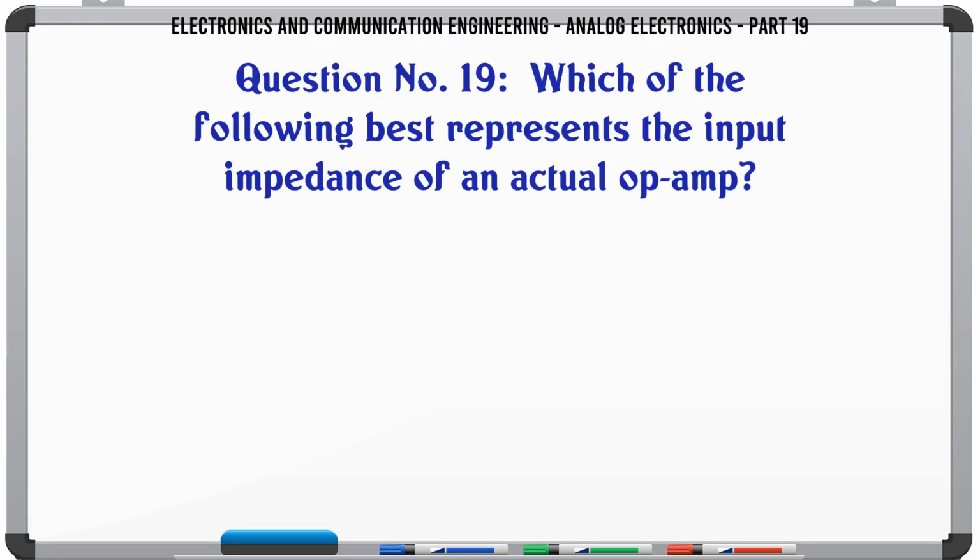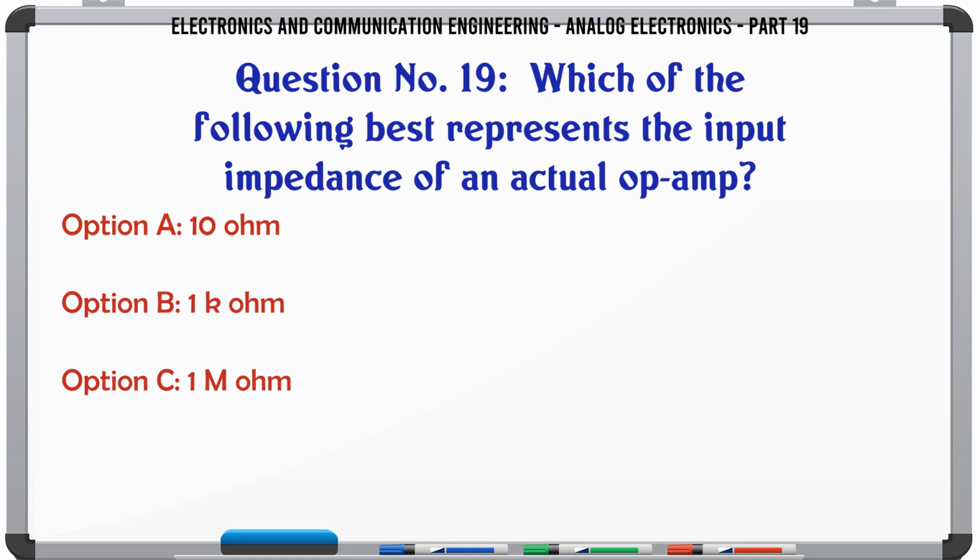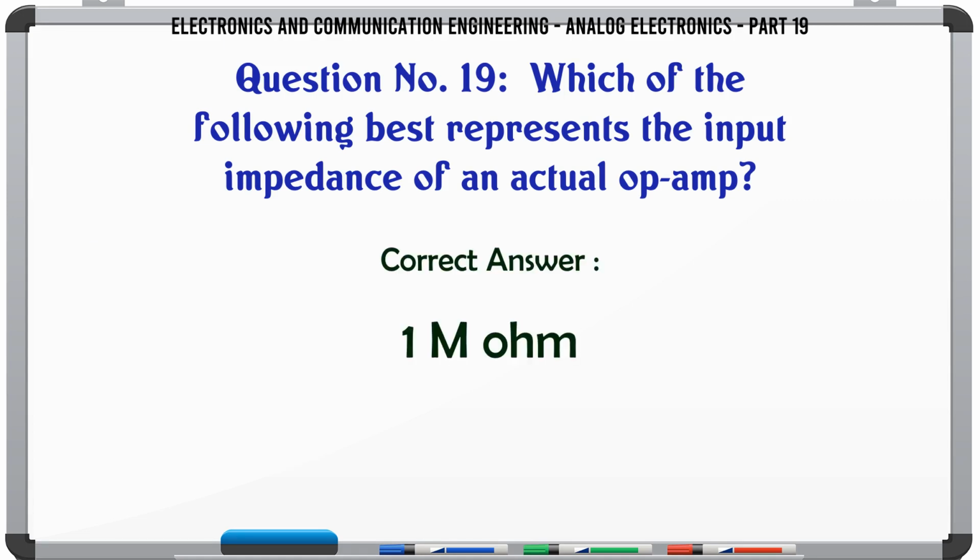Which of the following best represents the input impedance of an actual op amp? A. 10 ohm. B. 1 kilo ohm. C. 1 mega ohm. D. 100 mega ohm. The correct answer is 1 mega ohm.